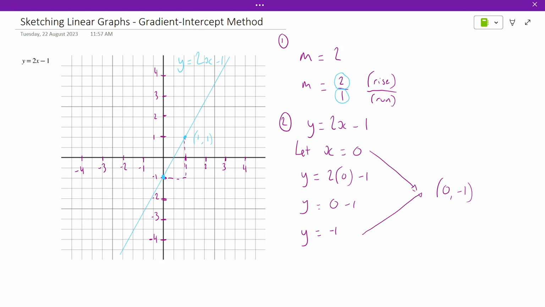So a quick recap, you're figuring out your y-intercept first, you're plotting that coordinate, you're using your gradient to figure out your next coordinate, you're plotting that on the Cartesian plane, and then you're drawing a straight line in between the 2 points. We know it's a straight line because in the original equation we have a linear equation because x is only to the power of 1. It's not x squared or x cubed or anything like that. So that is sketching a linear graph using the gradient intercept method.